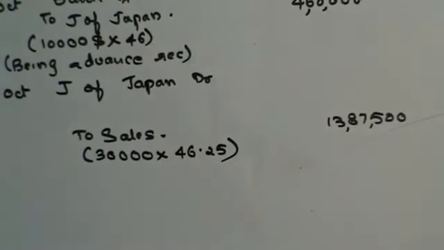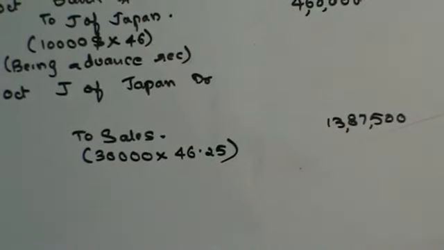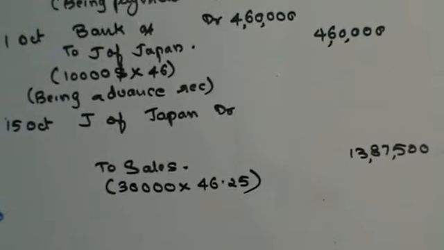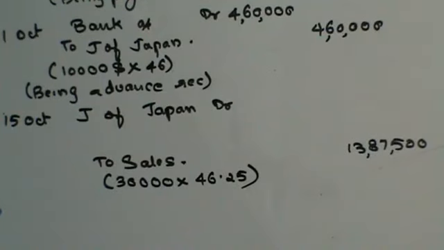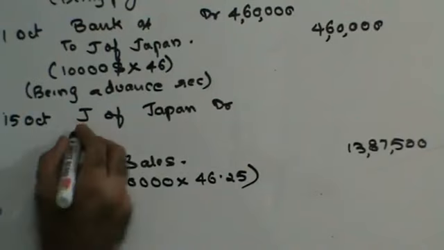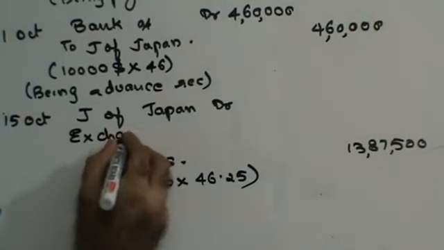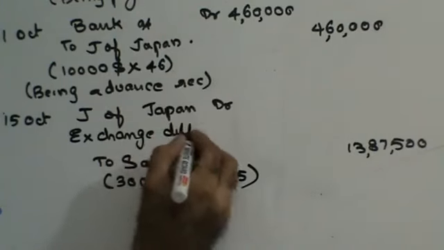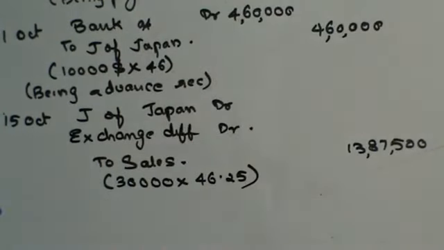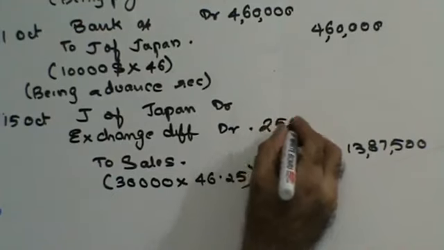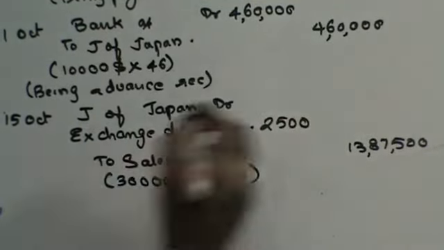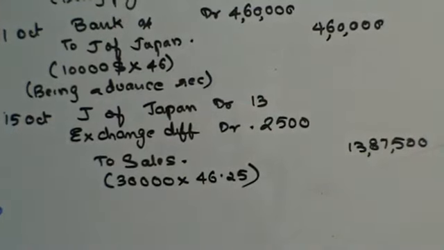Right? Now guys, when I received an advance, I received it at the rate of 46 rupees. When I am actually making the delivery, the dollar rate has become 46.25. I have received 25 paisa less in my advance. Less means that is a loss. Debit expenses and losses. So it will be on the debit side. This is going to be exchange difference account debit. I am incurring a loss of 25 paisa on $10,000. So someone please do that. 0.25 into 10,000, 2,500. Subtract this please. So this will be 13,85,000.